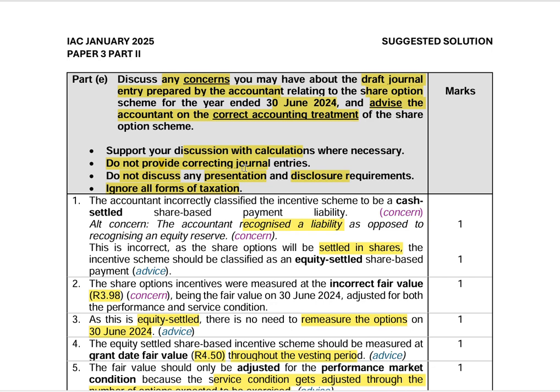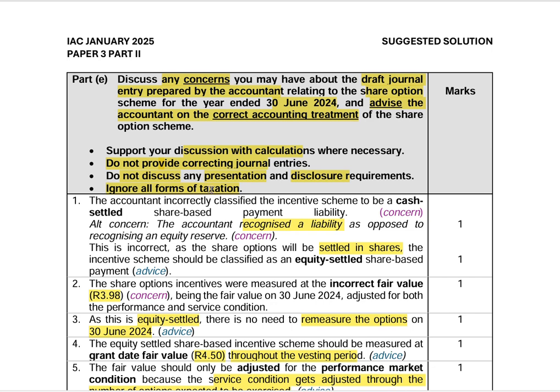So what does that mean? We are going to give the accountant advice as well as the calculation. However, we are not going to be processing any journal for the accountant. We do not need to discuss any matters relating to presentation and disclosure. So what does that mean? We are only worried about the recordings in the financial statements. However, when it comes to disclosure as well as presentation, we should not discuss anything. And we are asked to ignore all forms of taxation.